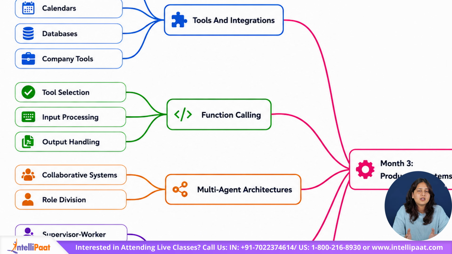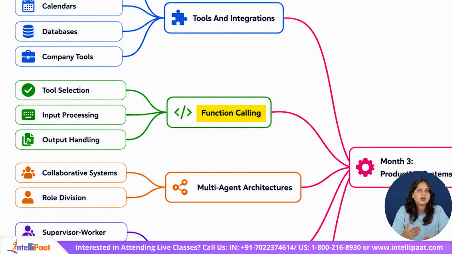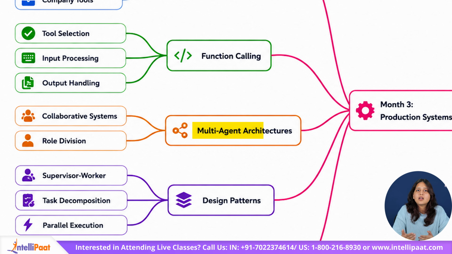A key concept you learn here is function calling. This is how the model decides which tool to use, what inputs to send, and how to process the output. In simple terms, you're teaching the agent how to choose the right tool at the right time and use it correctly. Once you're comfortable with single agent systems, you move to multi agent architectures.